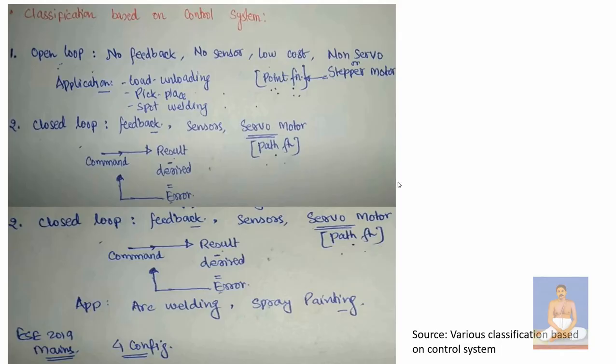Now classification based on control system. If we see here, one is open loop: no feedback, no sensor, low cost, non-servo motor, stepper motor is there. Applications are loading and unloading, spot welding. Closed loop: we have feedback sensors, servo motors, command, result, design and error. Closed loop, feedback sensors, servo motors, etc. are there.